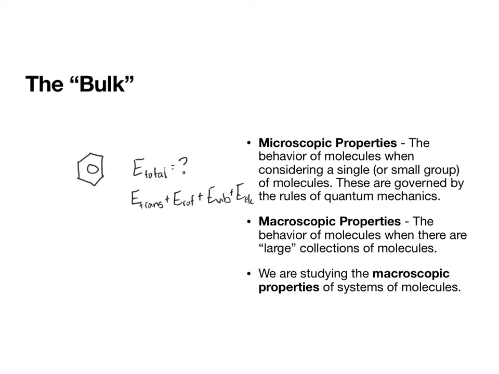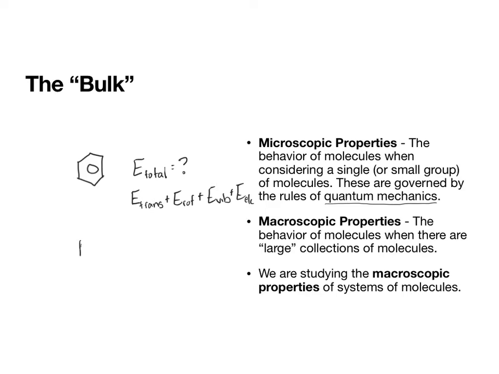When we were thinking about a single molecule and thinking about the properties of this molecule, in our case, energy, we were thinking about microscopic properties. So this is the behavior of molecules when we're considering a single molecule or a very small group. These are generally governed by the rules of quantum mechanics. So if I have one benzene molecule or even 3 benzene molecules, I have to study these as microscopic things.